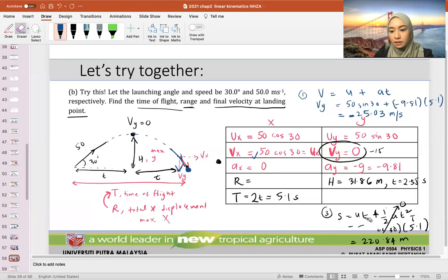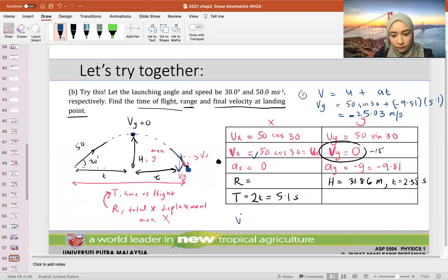Kita tahu Vx dengan Vy. What is the equation that I should use to find my final velocity? What is the equation? Which linear kinematic should I use? Vy plus Vx. Okay, tapi Vx is this direction and Vy is this direction. So kita tak boleh add them together. What is the equation that we should use to add them together?